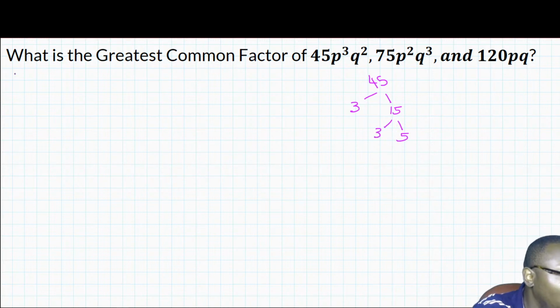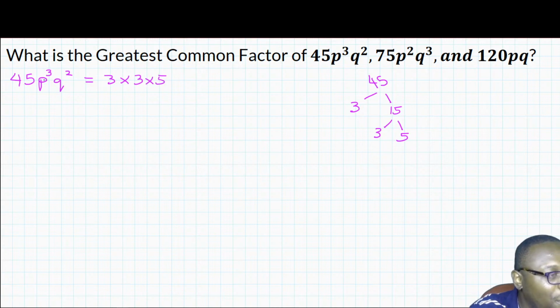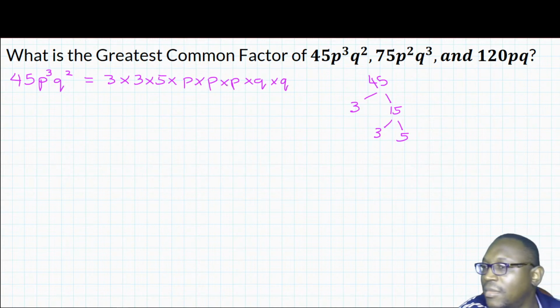So 45 p to the third power, q to the second power is going to be 3 multiplied by 3 multiplied by 5, and then we'll break up p cubed into the product of its parts. That is 3 p's, p multiplied by p multiplied by p, and then q multiplied by q.